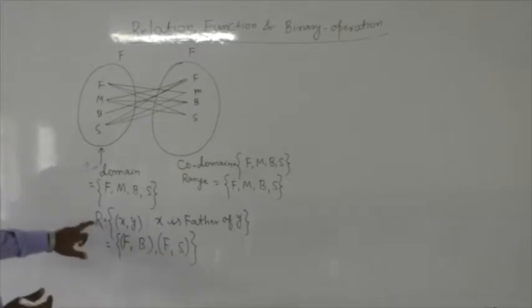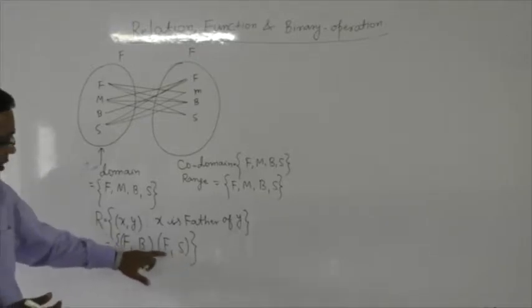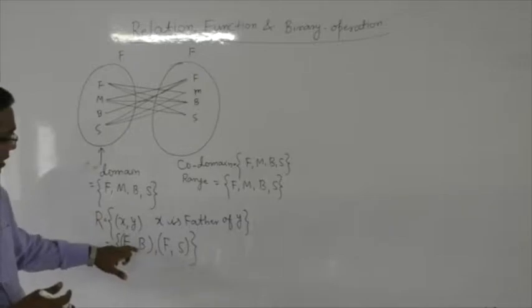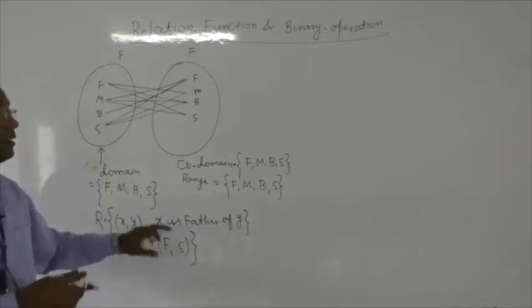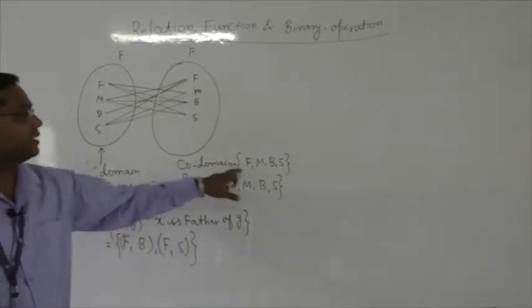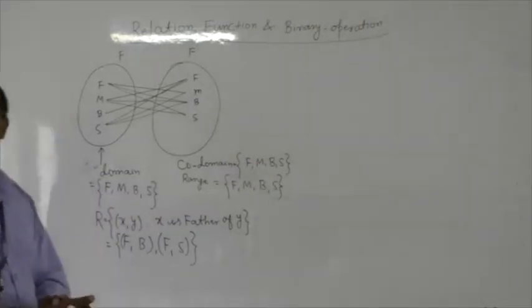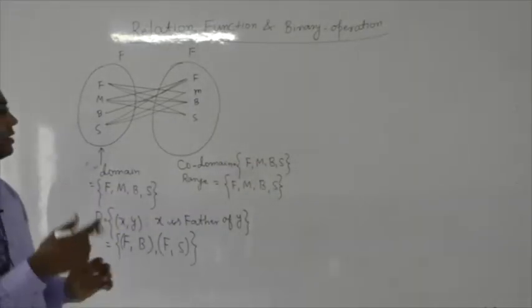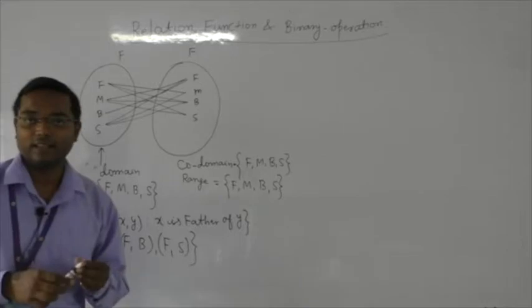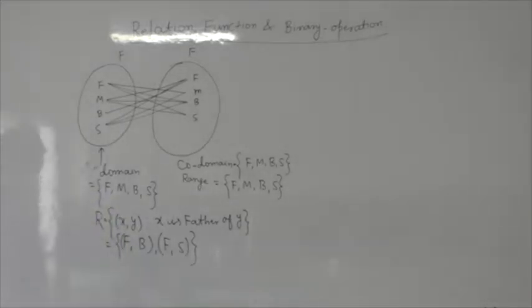What is the domain of this relation here? Father. What is the range of this relation here? Brother and sister. And the codomain will be unchanged, that is father, mother, brother, sister. So this is how we represent a relation in any family. Let's see some more technical terms in this.